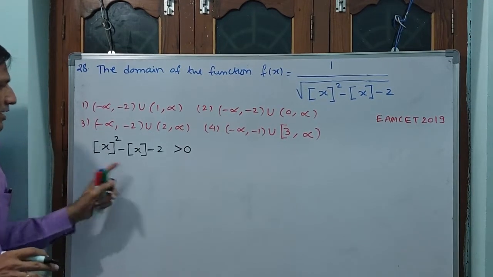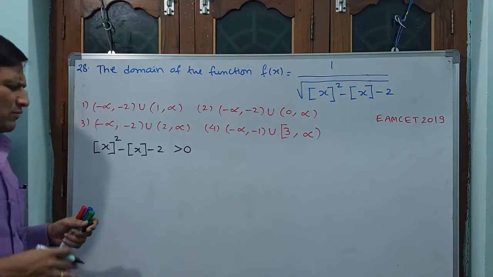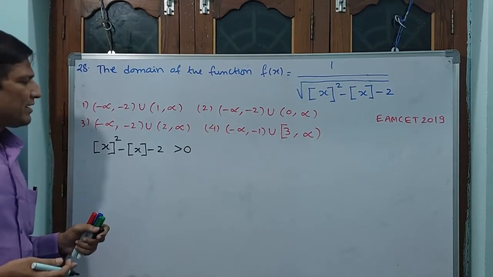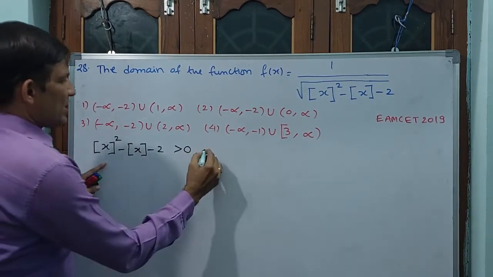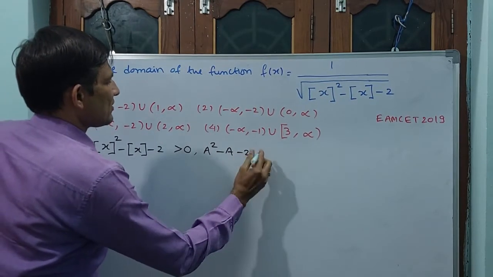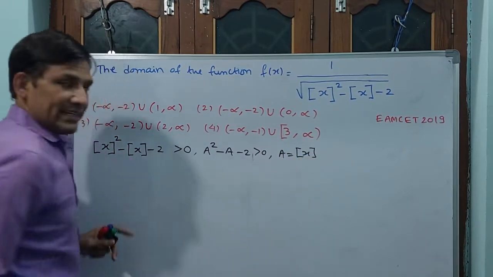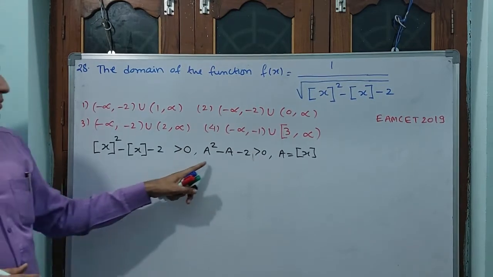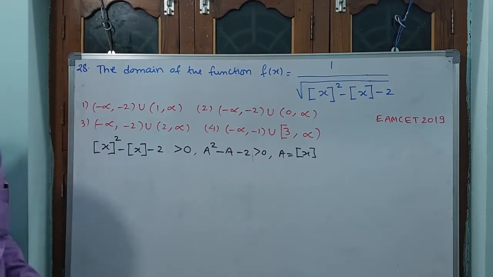It is like quadratic equation. Now let you take the greatest integer x as a, capital A or something like that. See what I am writing. A square minus a minus 2 is greater than 0, where a is equal to greatest integer x. Let, temporarily I have taken. Again we are going back. A square minus a minus 2.